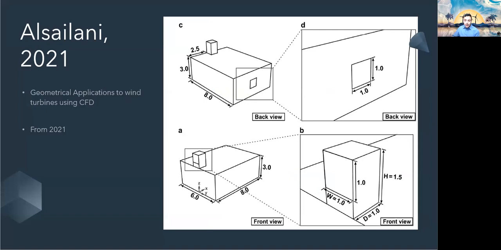Let's look at another one. This is not too important, but what is good about it is that it's from 2021, so it's very recent. What this is basically is geometrical applications to wind turbines, and also using CFD.